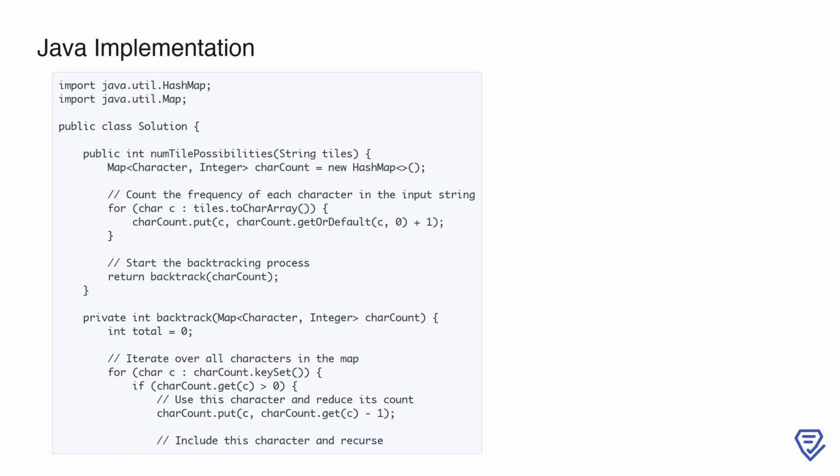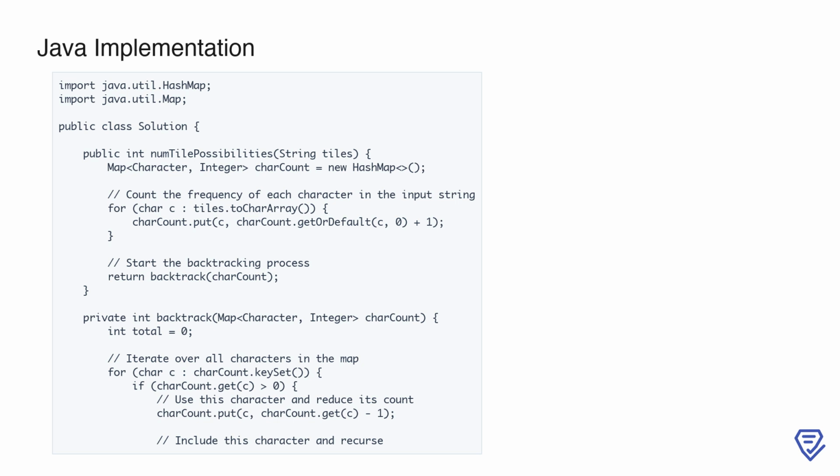Here, we begin by importing the necessary libraries and defining our class, Solution. The main method, numTilePossibilities, takes in a string called tiles. To solve this problem, the first step is to count the frequency of each character in the input string. We use a hash map for this purpose. The for loop iterates over each character in the string, and for each character, we update its count in the map using the getOrDefault method. This ensures that if the character is not already in the map, it starts with a count of 0, and then we increment it by 1.